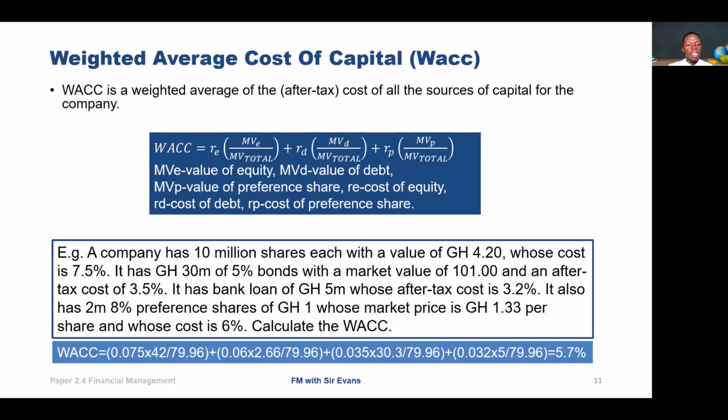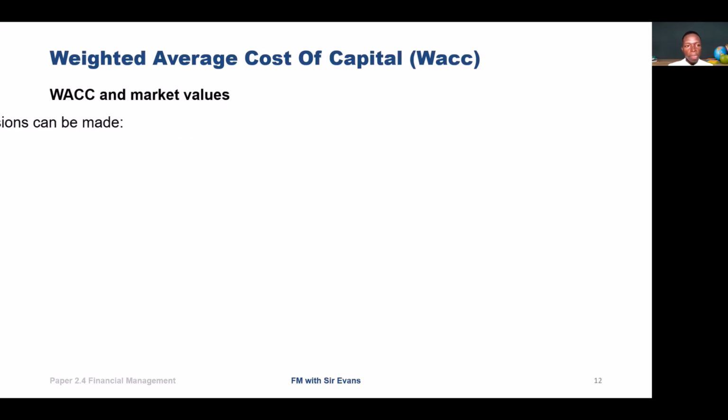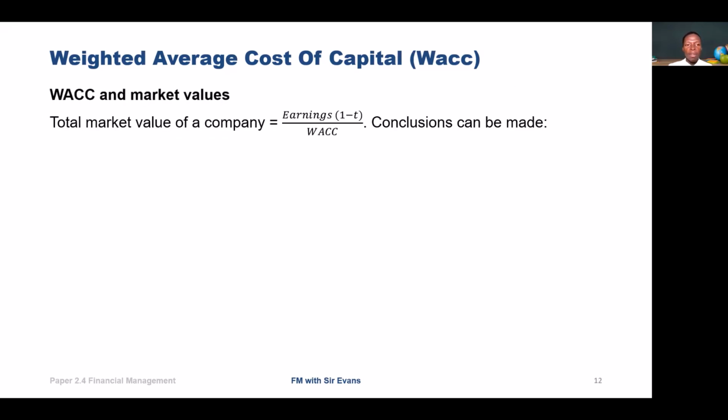So we realize that for each of the sources of capital, we are asking ourselves, what is the cost of that source of capital? What is the market value? We sum all the market values, and then we'll be able to get our weighted average cost of capital to be 5.7%. Okay, so the total market value of a company is often the earnings times 1 minus T divided by the weighted average cost of capital.